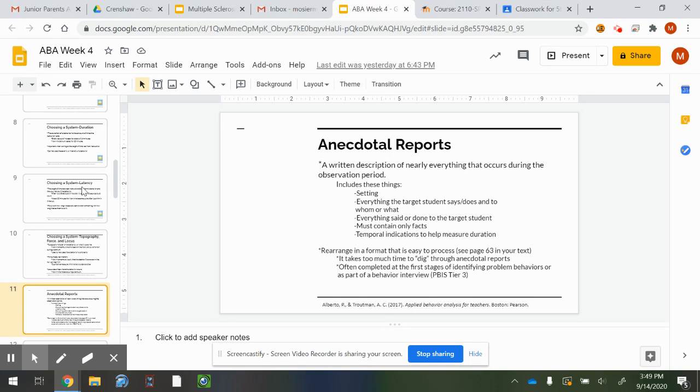But just be careful with anecdotal reporting. Again, if you do use it, you want to make sure that you have enough information to be able to arrange it in a way that it's easier to see the process. It does take a lot of time to dig through anecdotal notes.